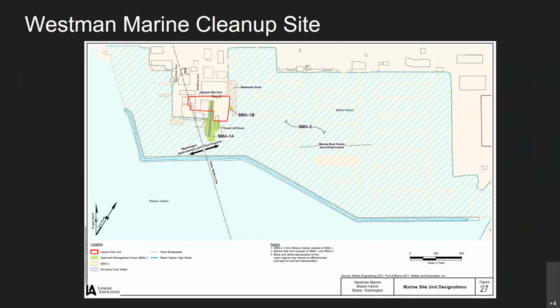So the SMA is the sediment management area, and I'm sorry, I got that wrong. It's just basically a management area, 1B being the upland and 1A being the in water.